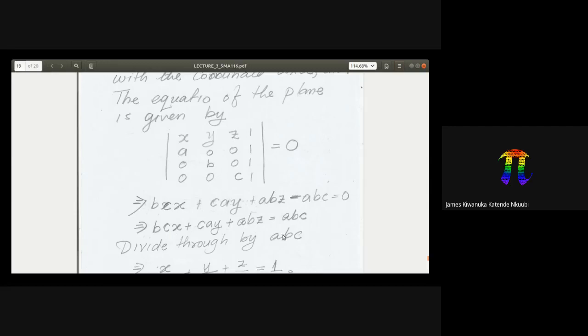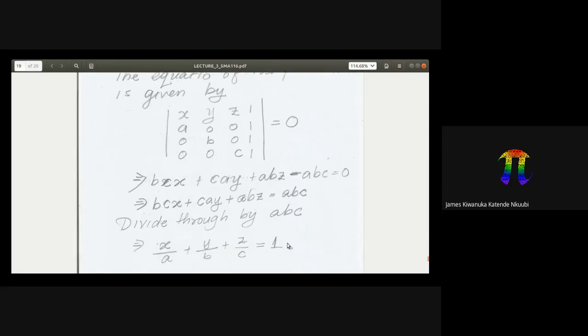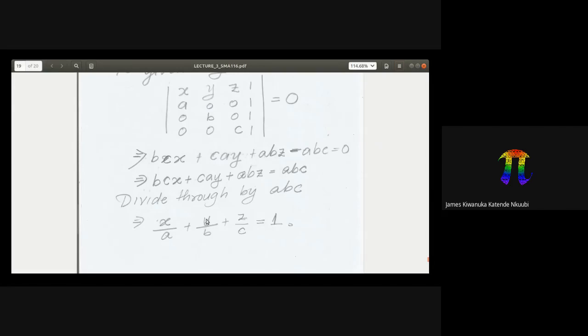We can divide throughout by ABC. We can move ABC to the right-hand side so that we get this equation. If you divide throughout by ABC, then we will have x over A plus y over B plus z over C is equal to 1. Can you confirm that these two equations are equivalent?